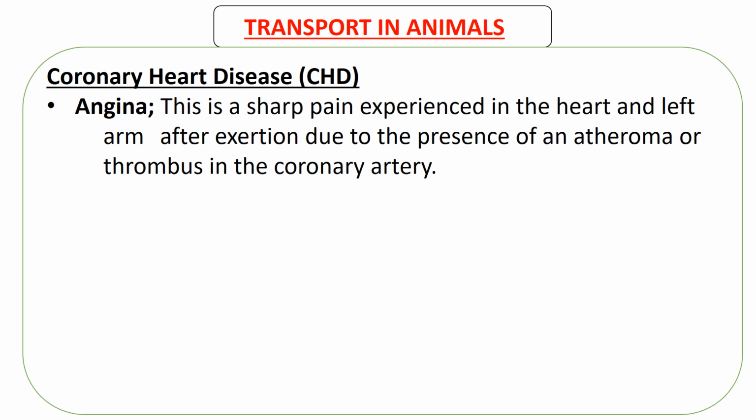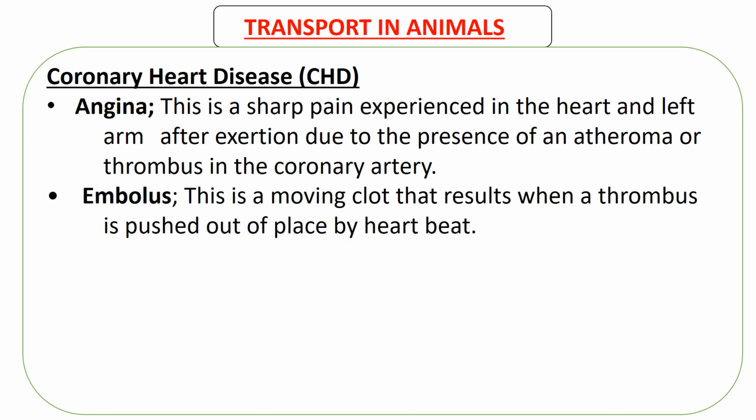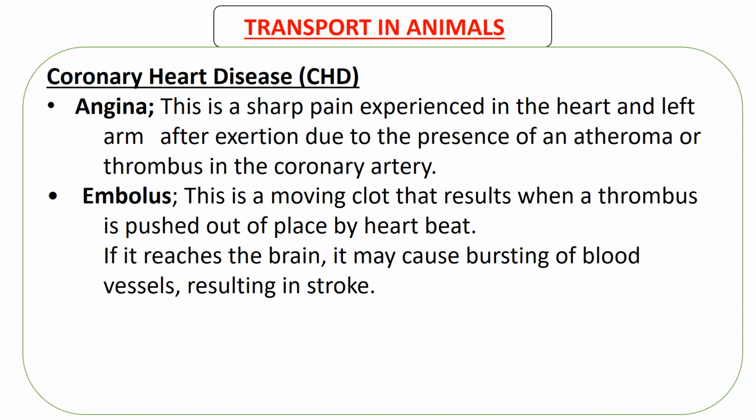The next one is angina, which is just a sharp pain experienced in the heart and left arm after exertion due to the presence of an atheroma or thrombus in the coronary artery. Then we have embolus, which is a moving clot that results when a thrombus is pushed out of place by a heartbeat. So remember a thrombus, if it is pushed, then it starts moving around your body, you have embolus. If it reaches the brain, it may cause bursting of blood vessels, resulting in stroke.